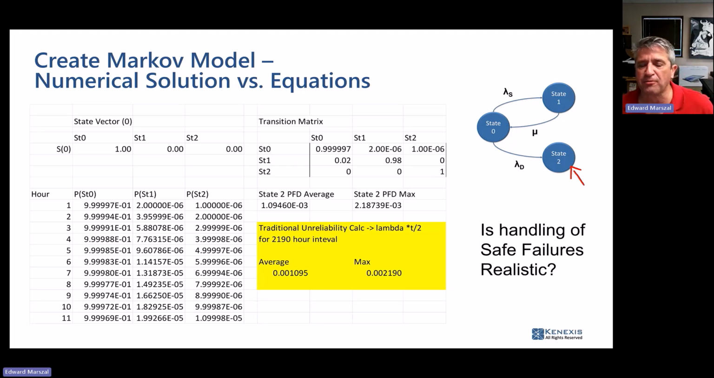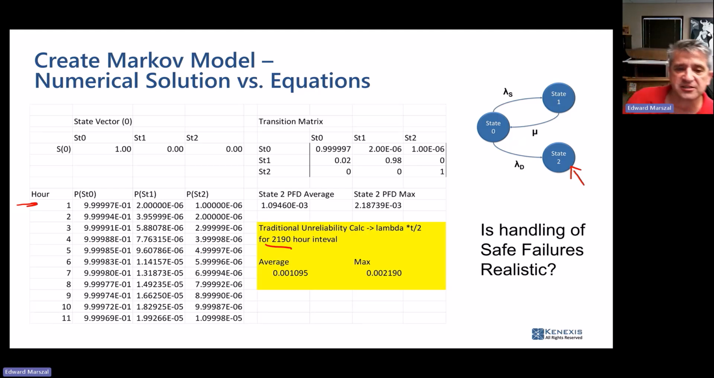So what is the probability that I am in state 2 at the end of 1 quarter, at the end of 3 months, which is 2190 hours? And I did this for 2190 hours because when you see the spreadsheet, I need a row for every hour, and I didn't want to do that much clicking. So I limited it to 1/4, or 3 months.